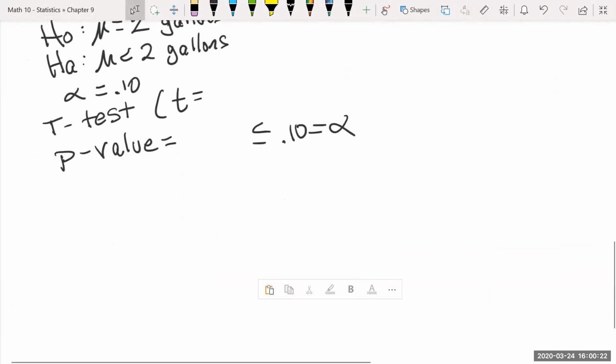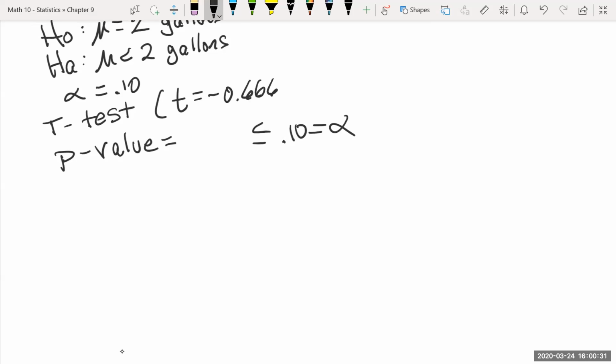All right, so here we are. We got a T value of negative 0.666. Oh, we only wanted to go to 2 decimal places there. Negative 0.67. The p-value was 0.2553. Again, this is 25.53%. So there's a 25.53% chance that mu really does equal 2. That's not small enough, so we can't throw that out even though our sample mean was less than 2 gallons.